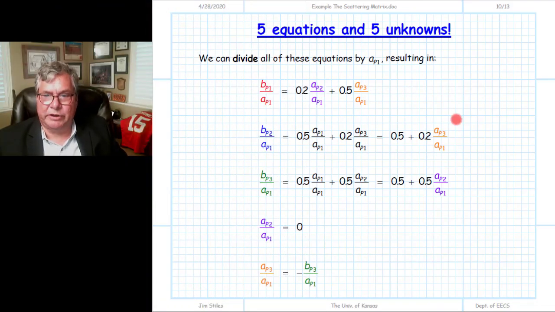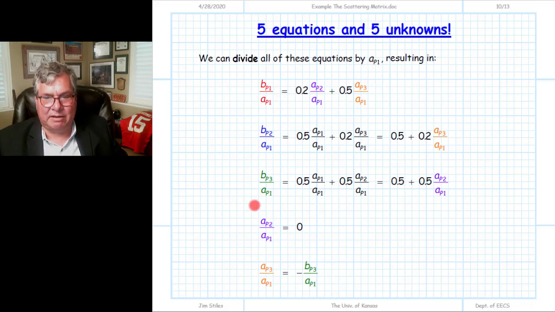So now we have 5 equations. 3 equations that come from the scattering matrix, and then 2 more equations that come from our devices that are attached to port 2 and 3 respectively here. Now remember, we're trying to find the value of these normalized wave amplitudes in terms of the one incident wave amplitude at port 1. And so what we're going to do is take those 5 equations and simply divide them all by this incident wave amplitude at port 1, this AP1.